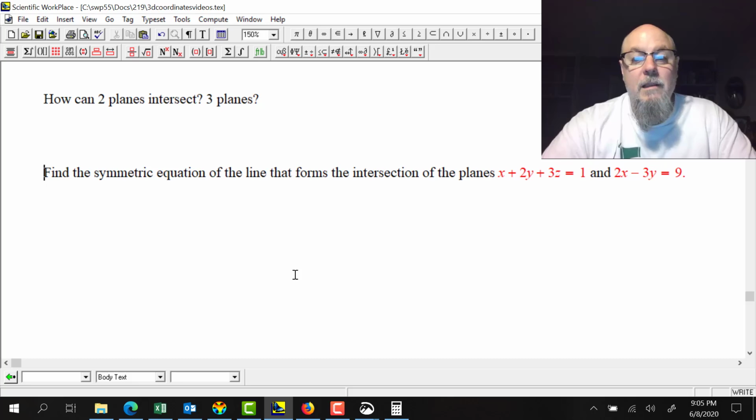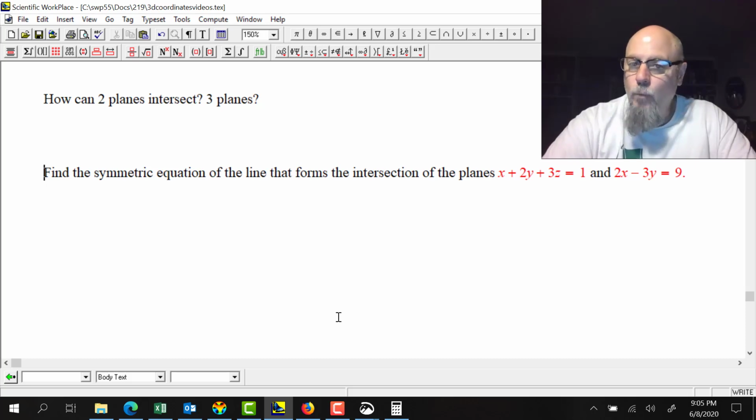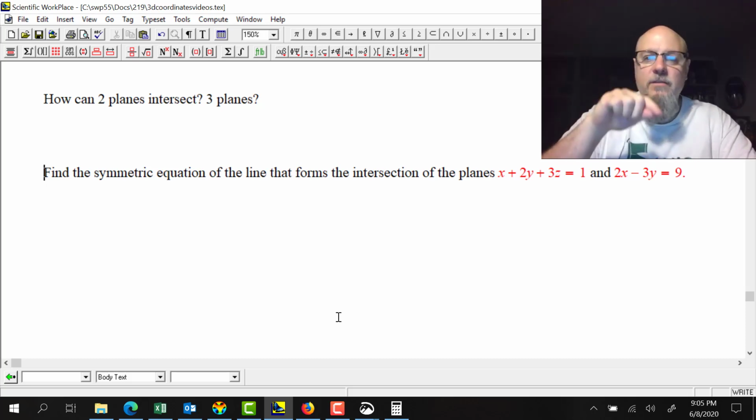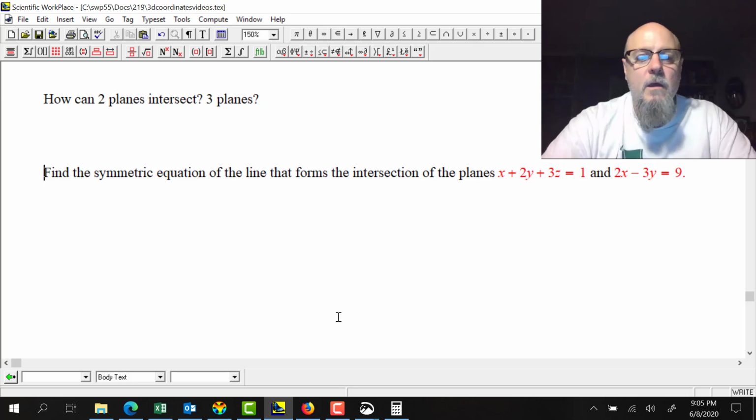Okay, last question. Find the symmetric equation of a line. So that's that weird form, right? x minus x naught divided by d1 equals... But what do I need for an equation of a line? I need the direction vector, and I need a point on that line. Find the symmetric equation of a line that forms from the intersection of these two planes.